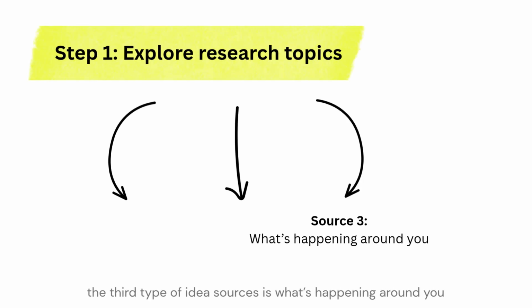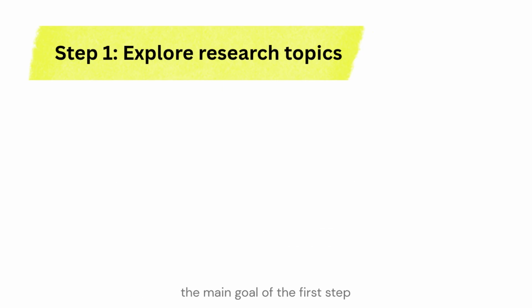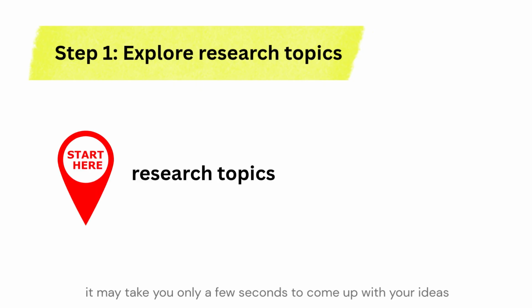The third type of idea sources is what's happening around you. You may find your ideas from the news in the newspaper or on social media, or from what you have observed in your communities. The main goal of the first step is to identify research topics that you would like to work on. It may only take you a few seconds to come up with your ideas, or you may want to do some reading and observation to set your initial directions.